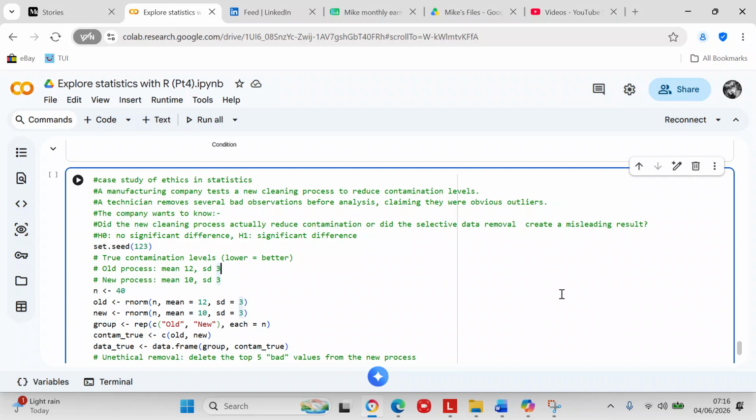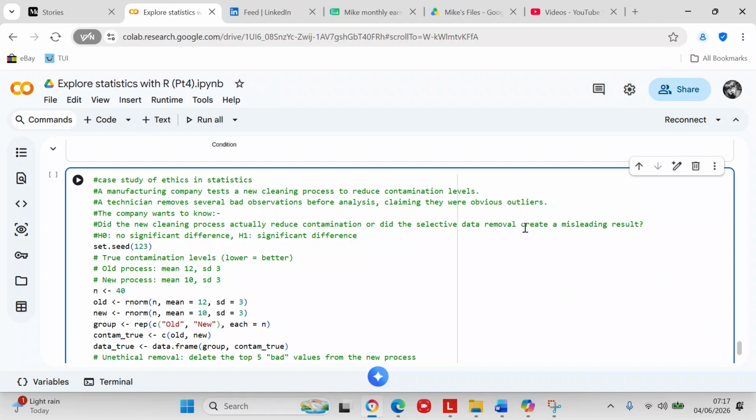And what we're going to do is a case study of ethics in statistics. Our case study is: a manufacturing company tests a new cleaning process to reduce contamination levels. A technician removed several bad observations before analysis, claiming they were obvious outliers. The company wants to know, did the new cleaning process actually reduce contamination, or did the selective data removal create a misleading result?